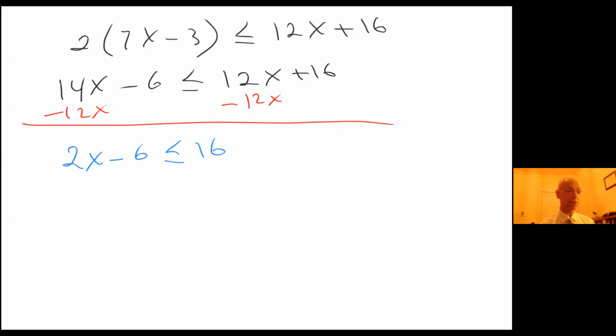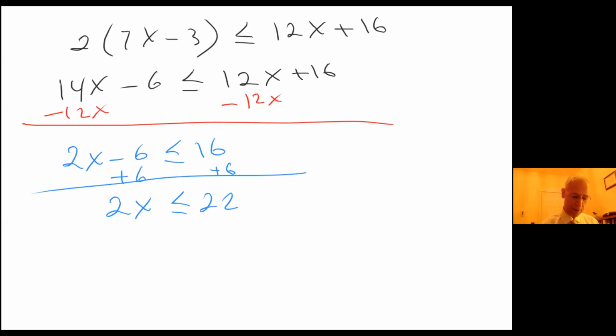I'm going to go ahead and add 6 to both sides. So plus 6 plus 6. So 2x is now smaller than or equal to 22. Multiply both sides by 1/2. I get x smaller than or equal to 11.